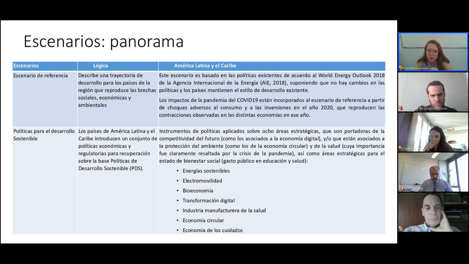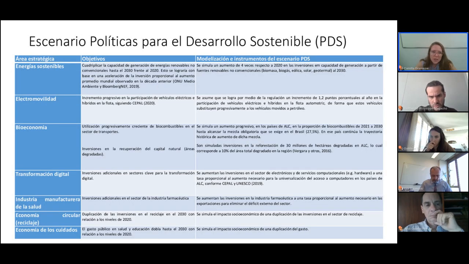And the sectors that we have simulated have been renewable energy, electromobility, bioeconomy, the digital transition, the manufacturing industry of health, circular economy, and the care economy. Here you have some more details about each of the policies that have been applied to each of these sectors. I will not go into too much detail. You can assess the details in the paper and in the session documents that we can make available to you.